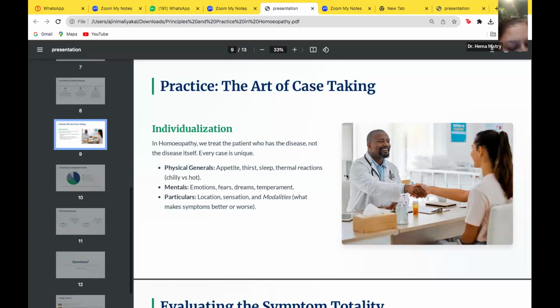So here, in a very elaborate way, Dr. Hahnemann has spoken about case taking. Yeah, can we go a little below?